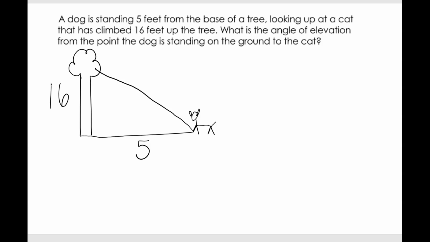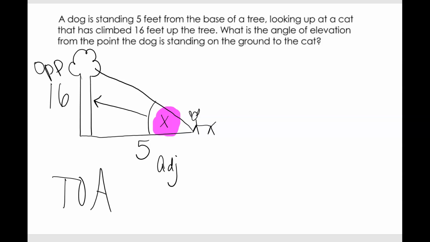What is the angle of elevation? So now we're looking for this angle of elevation from where the dog is standing. We always pretend to be standing at the acute angle. The 16 is directly on the opposite side from the angle, and the 5 is the adjacent. So using the O and the A, we're going to be using tangent. Tangent of the angle is equal to opposite over adjacent. Now we don't know the angle. Opposite is 16, adjacent is 5.